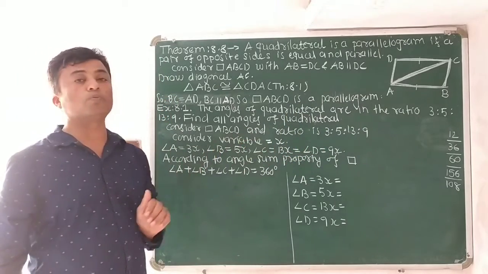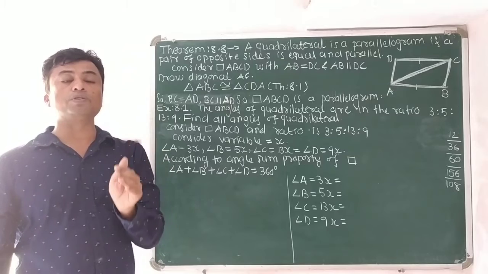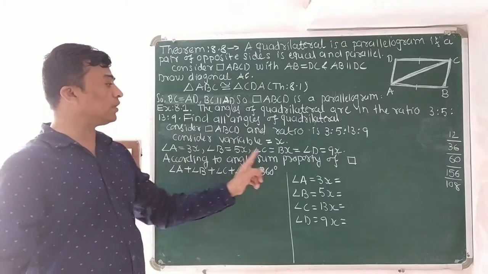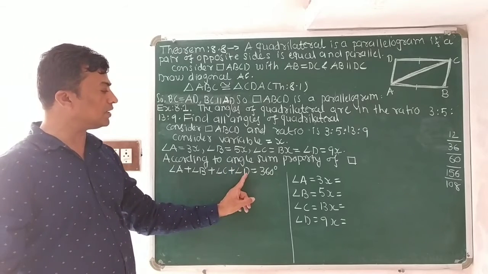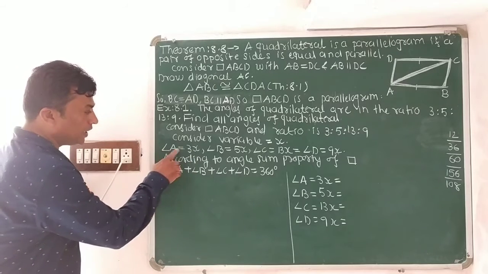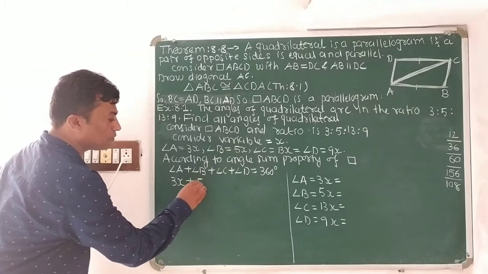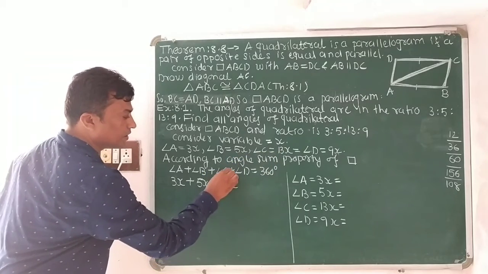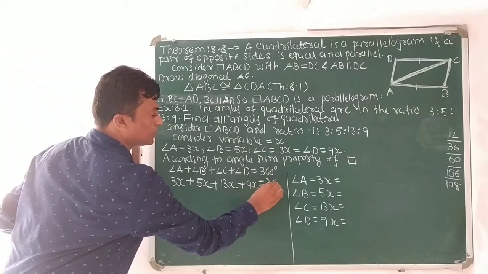Now according to the angle sum property of the quadrilateral. What is the angle sum property of the quadrilateral? The sum of the measures of all the angles of a quadrilateral is always 360 degrees. So angle A plus angle B plus angle C plus angle D is equal to 360 degrees. So 3x plus 5x plus 13x plus 9x is equal to 360 degrees.